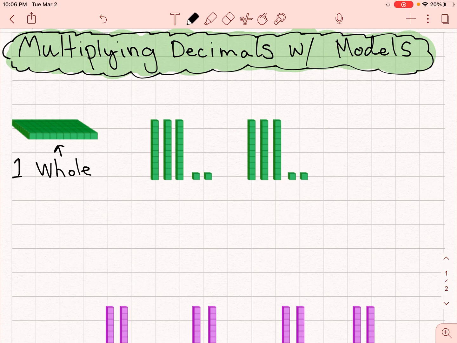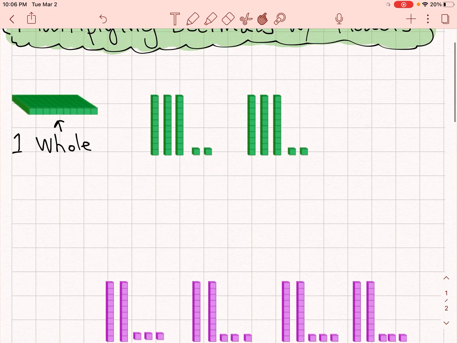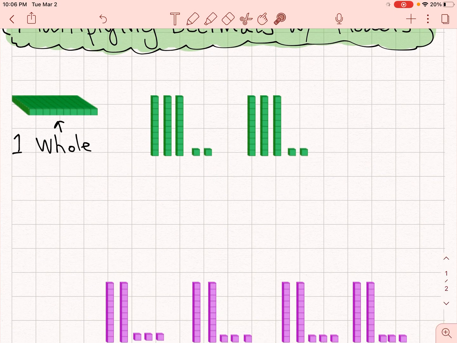For today's math lesson, we're going to learn about multiplying decimal fractions. And to get started, we're going to use models to help understand what we're doing. In this example, this square here, it's at an angle, but you can see that it's a square that represents one whole that we can chop up.